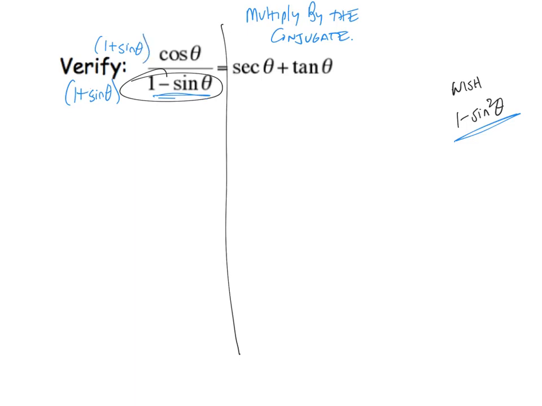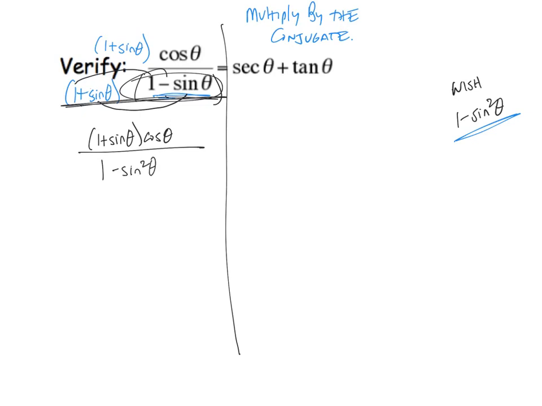So now I'm going to rewrite this. On the top, I would have 1 plus sine theta times cosine theta. On the bottom, if I FOIL these two, it's a difference of squares because they look identical except one's a plus and one's a minus. So with a difference of squares, I really only need to do the first two, which would be a 1, and the last two, which would be a negative sine squared theta. Well, that's what I wanted all along, because 1 minus sine squared theta is equal to cosine squared theta. Remember your Pythagorean identity?